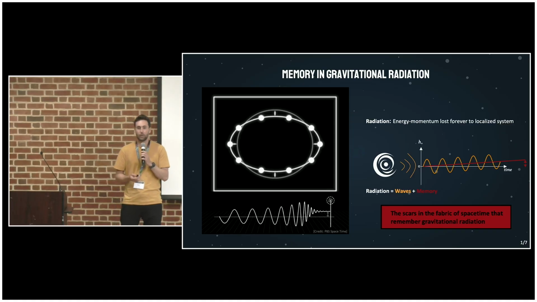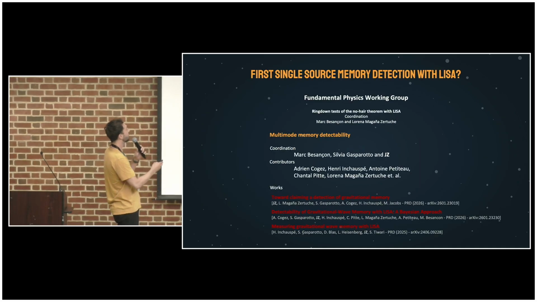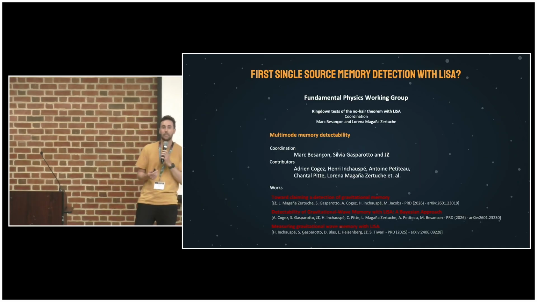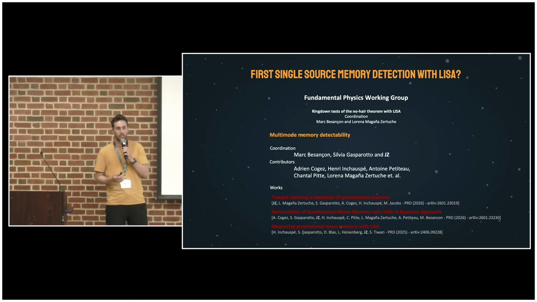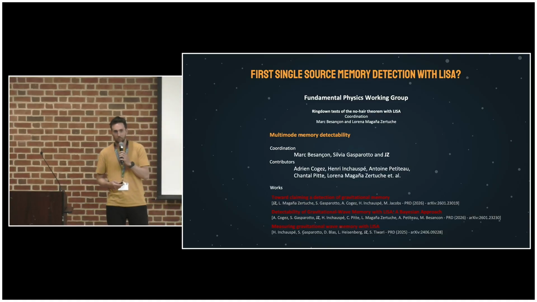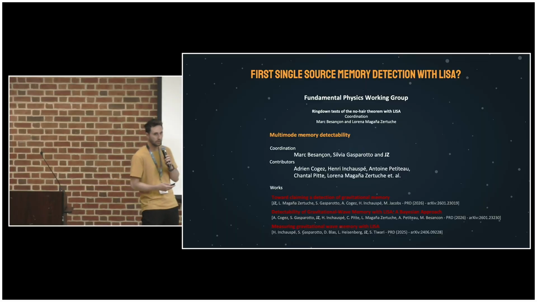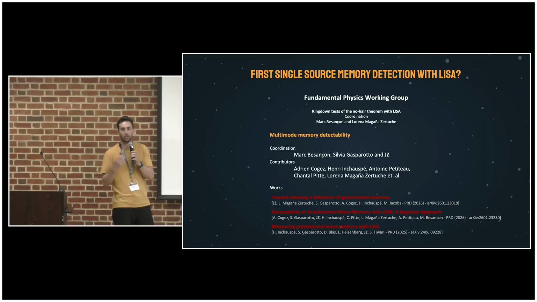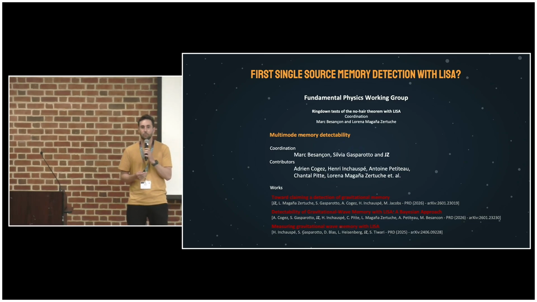And I guess the reason why I'm talking to you here in this LISA symposium is that LISA might actually provide the first single source detection of gravitational memory. And at least from my point of view, this would really be one major achievement that the LISA mission could bring us. This is also why there's a whole group of people in the fundamental physics working group that are working towards this goal. Now I will not have the time to describe all of the results that we already have, also in recent publications, but I will give you two of the most important ones.